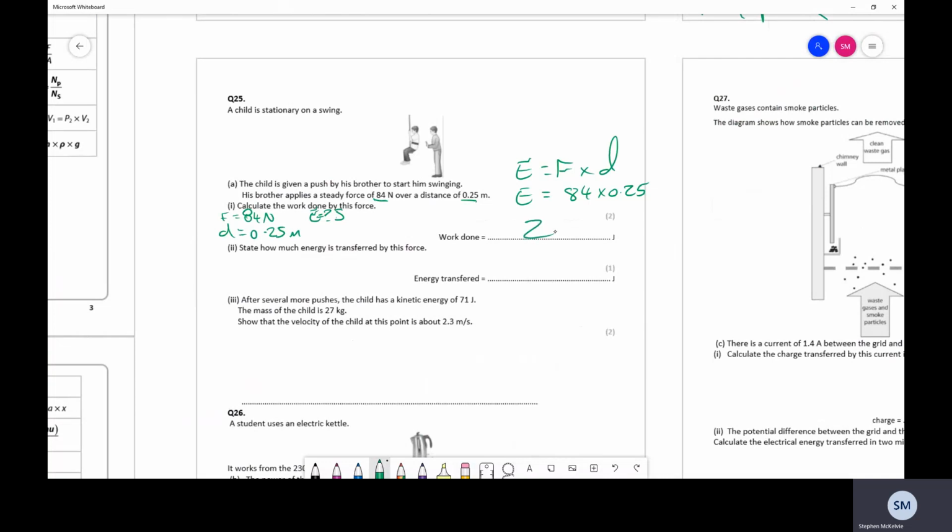Press the wrong button. 21 joules. State how much energy is transferred by this force. It is the same thing. Energy transferred and work done are the same thing.